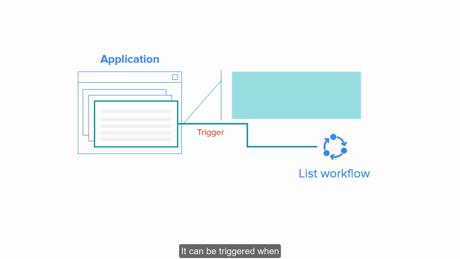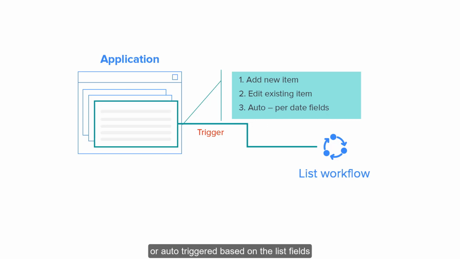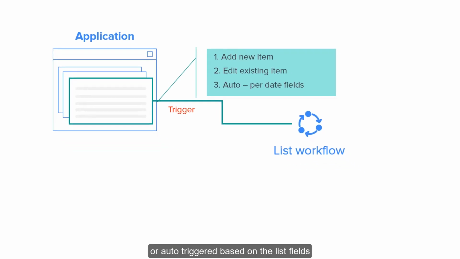It can be triggered when you add a new item in the list, add an existing item, or auto-triggered based on the list fields.